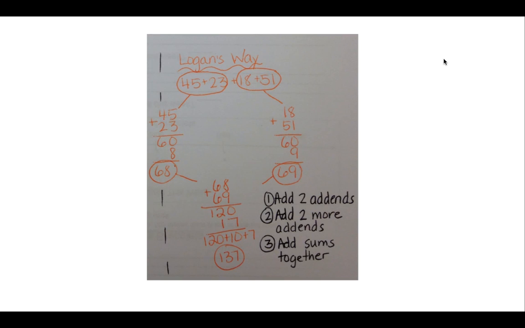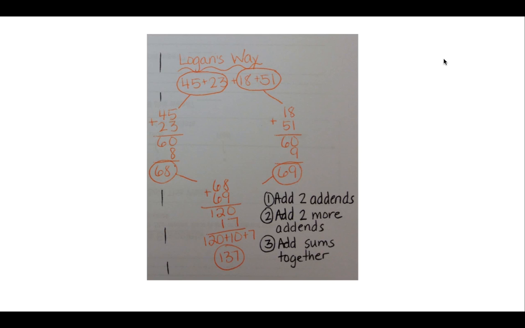Last but not least, we have Logan's way. When Logan saw that he had 4 addends, he decided to focus on 2 at a time. So you'll see on the left, he added 45 plus 23 using the partial sums method that Bo showed us. He added 18 plus 51 on the right, again using partial sums.